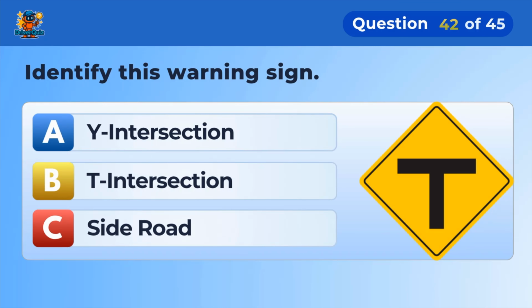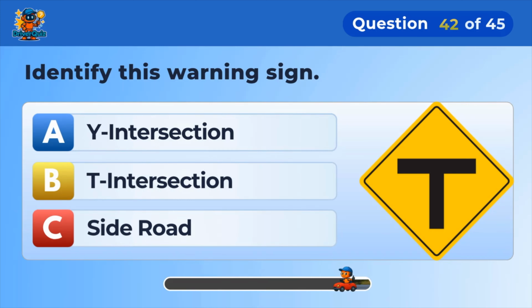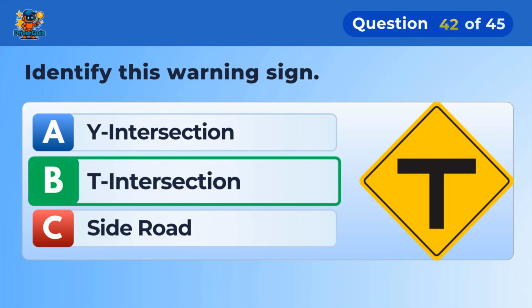Question 42. Identify this warning sign. A. Y intersection. B. T intersection. C. Side road. Here's the right answer. T intersection.